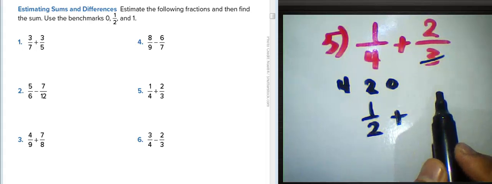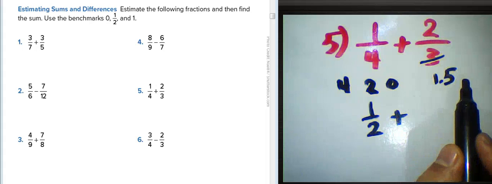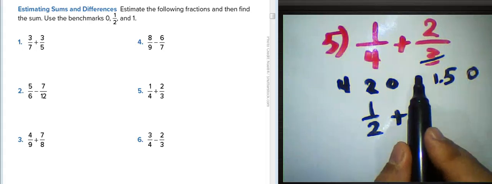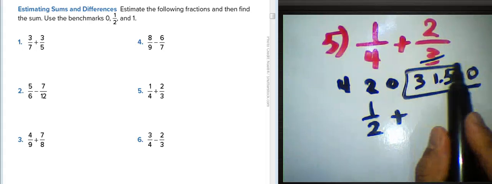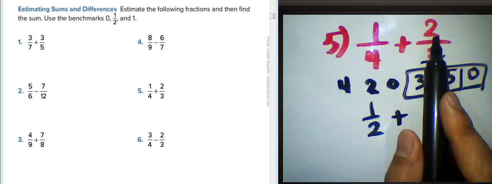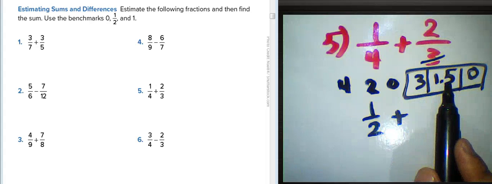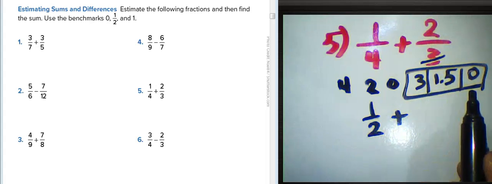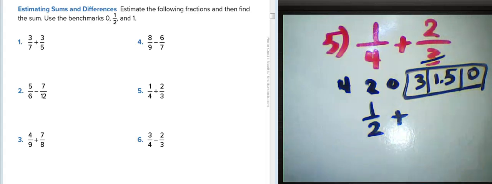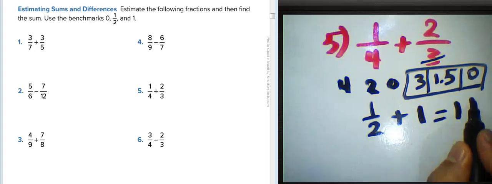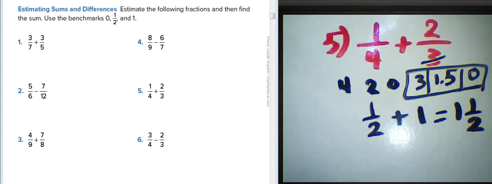Half of 3 equals what? 1.5. And we can write 0 here and write 3. Ask yourself, is 2 nearest to 3 or 1.5? 2 over 3 is nearest to what? It's nearest to 3. Okay, 3 over 3 equals 1. Then the result will be 1.5.